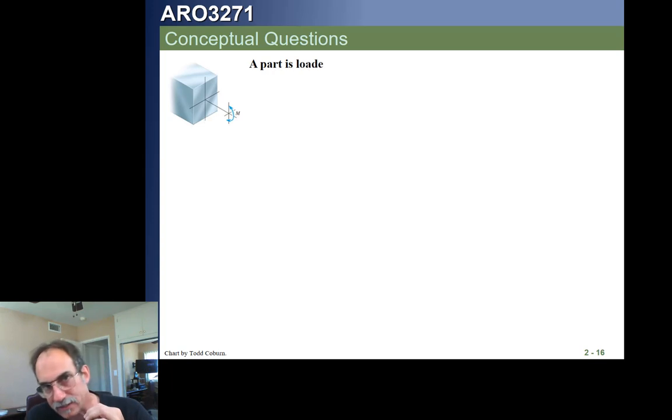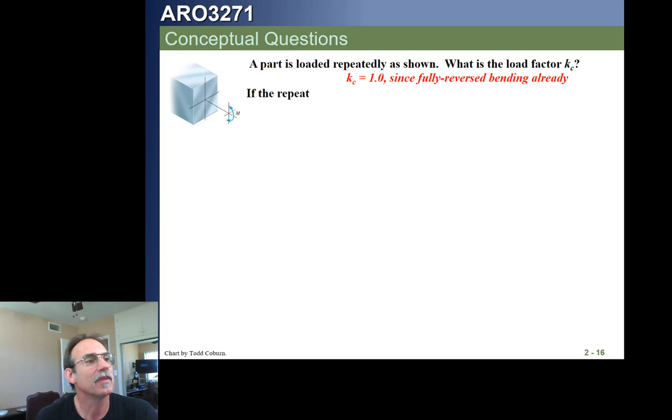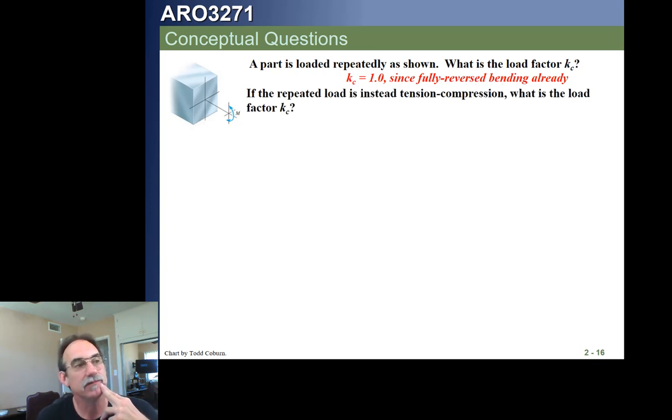Let's try a couple conceptual questions for a minute. Let's say that a part is loaded repeatedly and it looks like it's loaded like this, with bending going like this. What's the load factor K sub C? Well, if you look at your handbook, it's 1, because the loading already looks like fully reversed bending, doesn't it? If our repeated load is instead tension compression, axial tension and compression, what's our factor? That's right, 0.85.